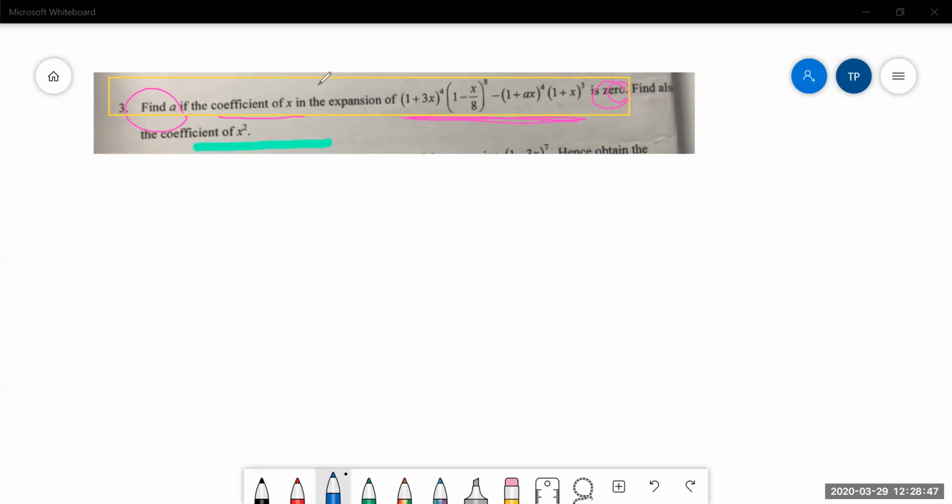So firstly, we have two terms here. This is our first term. And we have another term which is, okay. We want to find A if the coefficient of x in the expansion of this is 0.